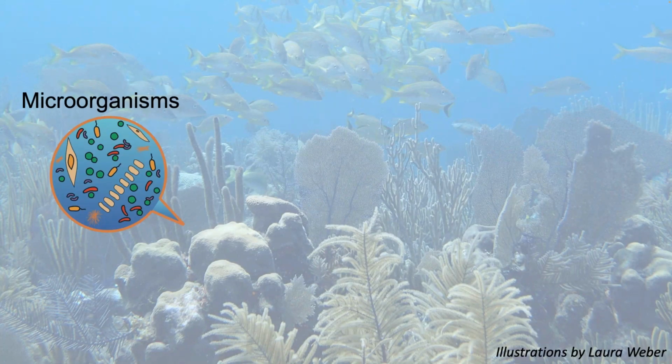They are indeed the most abundant life on this reef. They form associations with all the macroorganism life that you see here, as well as reside in the sediments and in the reef water. In just 1 milliliter, which is about 20 drops of seawater, there are about 1 million microbial cells. So they're incredibly abundant.